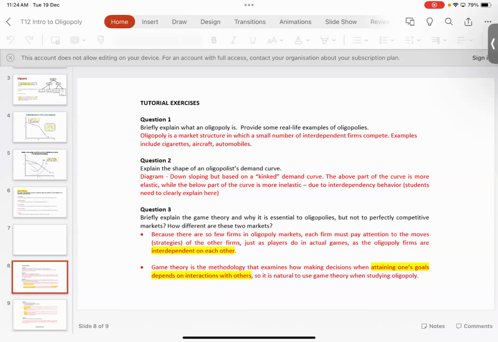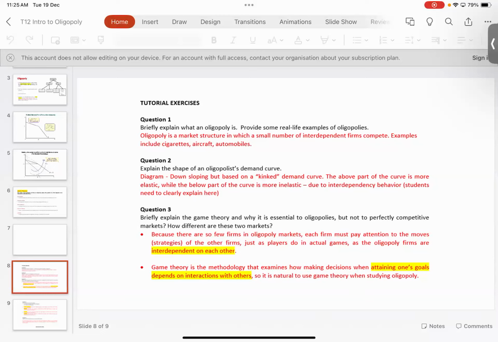Now, question 2, explain the shape of an oligopoly's demand curve. We call it the kinked demand curve. The upper part is more price elastic. That means you cannot simply increase the prices because other people will not follow and you will lose the customers afterwards. And you will not simply decrease the prices as well, because if you decrease the prices, others will follow as well, then you cannot see any impact at all. So therefore, the upper part is price elastic and the bottom part is price inelastic. Why? Because of the interdependence behavior. You cannot simply change the price. This is quite important to understand price rigidity.